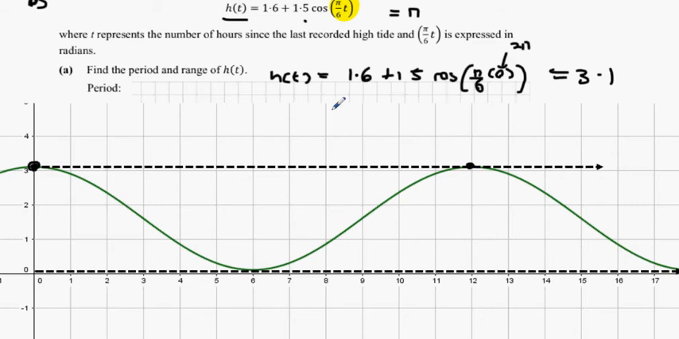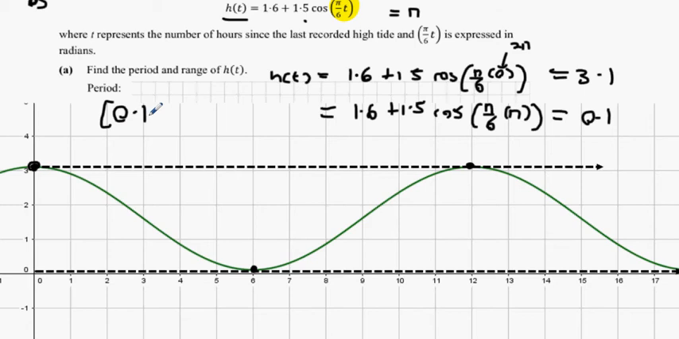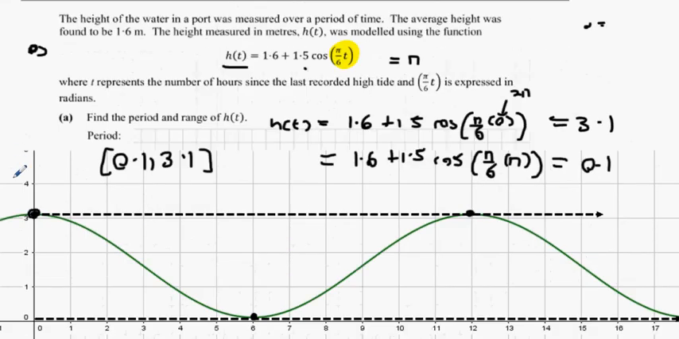Now, in this one here, we have a t value of 6. So it's going to be 1.6 plus 1.5 cos pi over 6 times pi. And what this one's going to give me is 0.1. So the range in question is 0.1 to 3.1. Is that okay with you guys? Now, moving on to the next question.